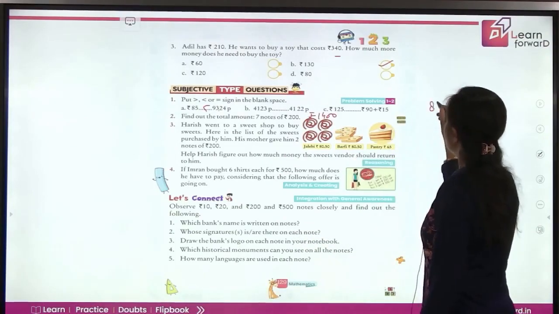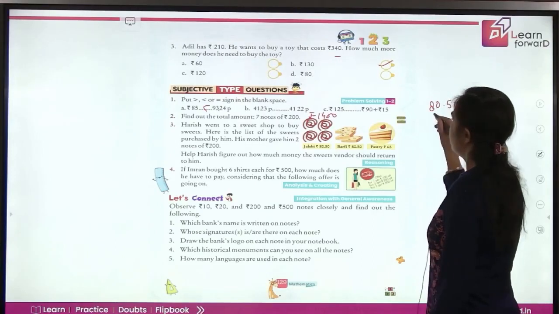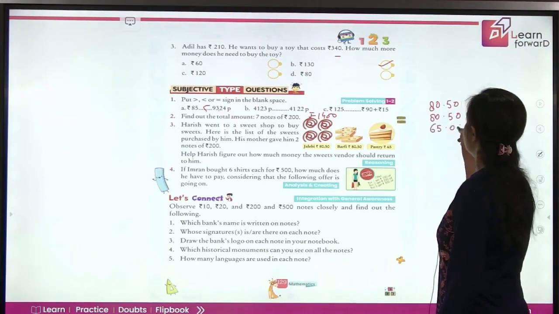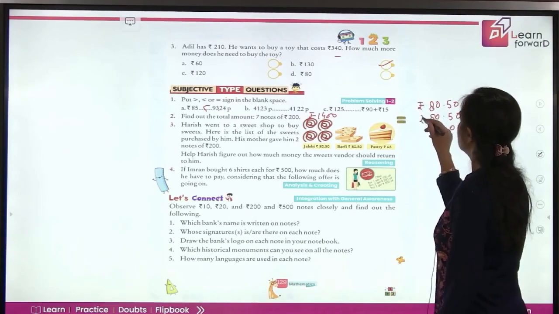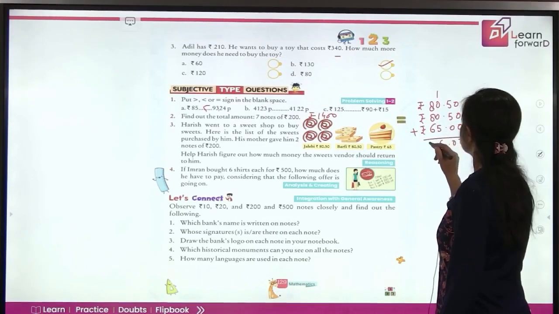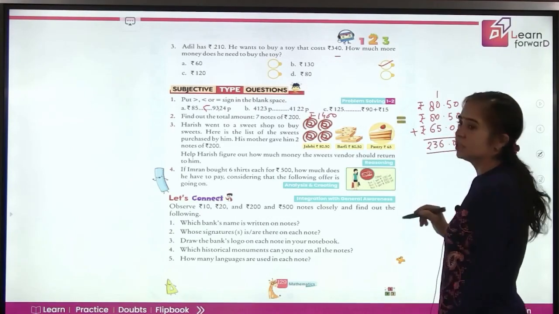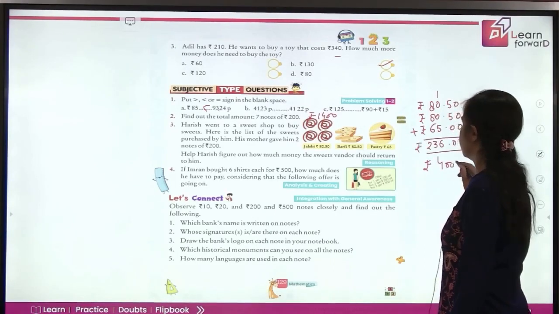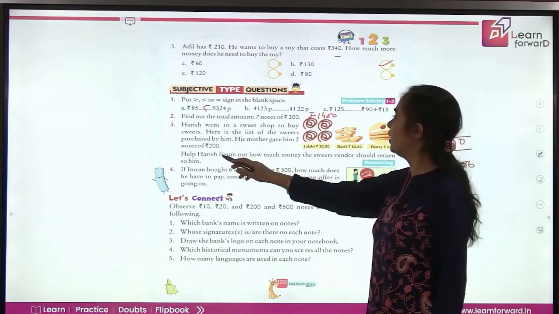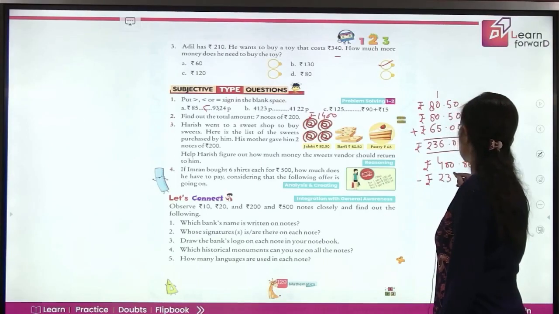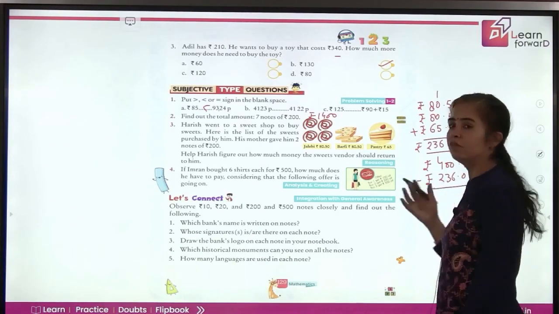Let's add them. He got something for rupees 80.50, again rupees 80.50, and rupees 65. No paise means 00. We'll make sure to write rupees here. We will add them up and see what we get. Carry 1, 6, 236 rupees, and he has rupees 400 with him, right? So you have to find out how much money he will get back. That means 400 minus rupees 236. Subtract and find out.